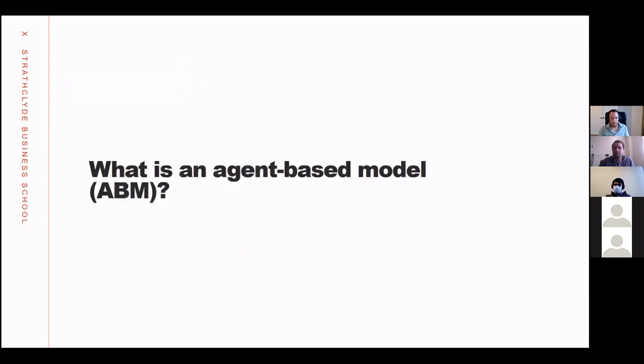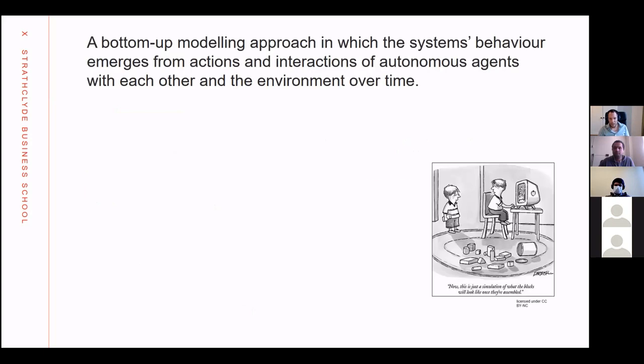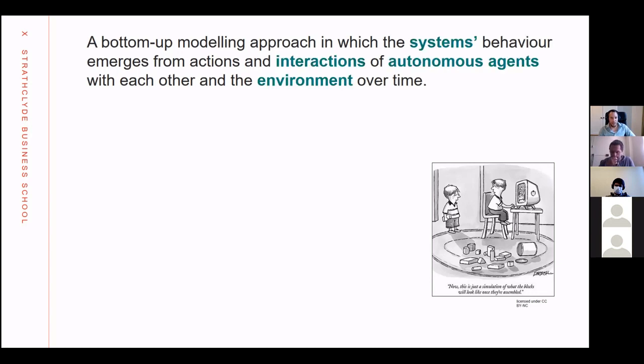So what is an agent-based model? This is a definition that I like. It's a bottom-up modeling approach in which the system's behavior emerges from actions and interactions of autonomous agents with each other and the environment over time. I'm going to highlight a few different elements here. These are the key elements that I consider for an agent-based model. We have a system, and that system is composed of interactions of autonomous agents with each other and with the environment.